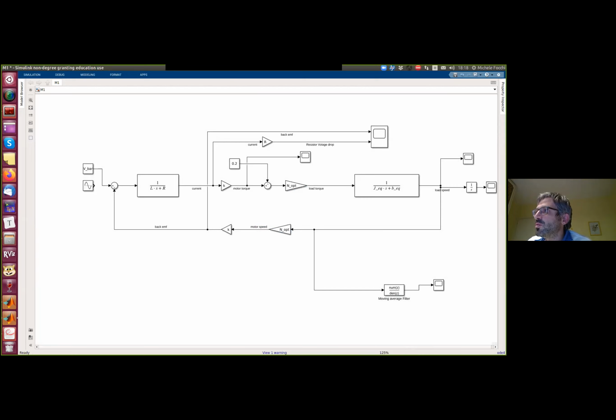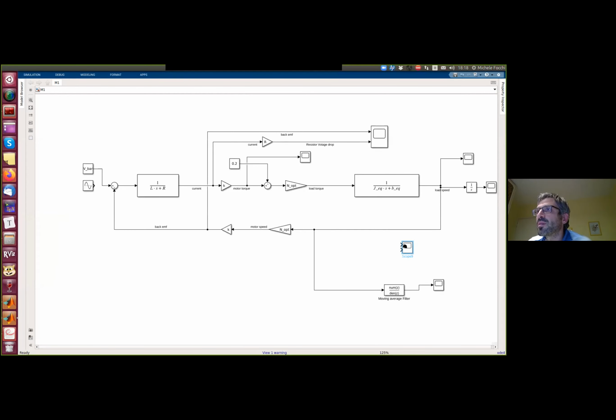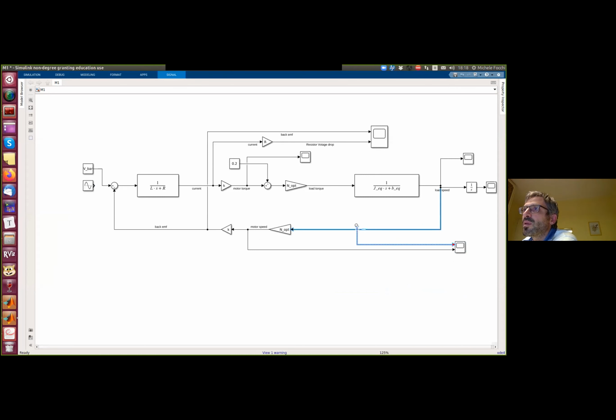And what we want to do is to compare. Let's remove this for now. We want to compare the speed, the motor speed, and the load speed. And the motor torque with the load torque.